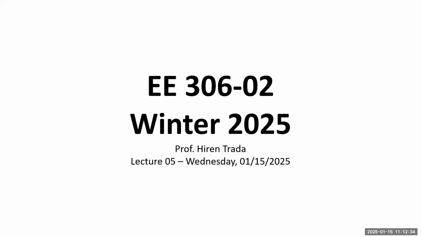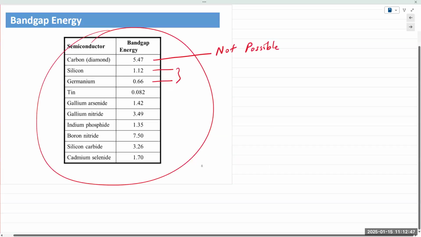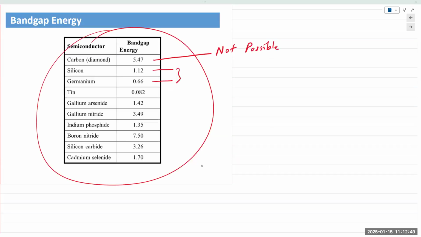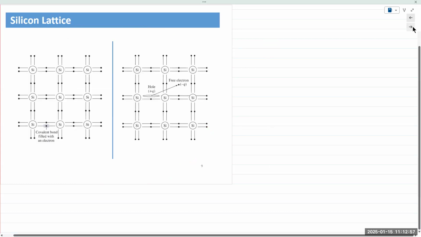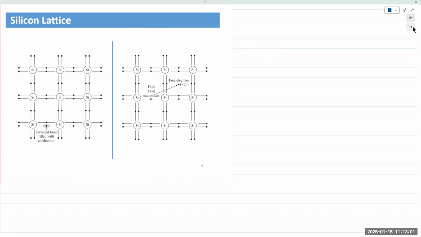All right, let's continue with our talk of semiconductor materials. And so I believe we stopped here. Energy band gap. Okay, so this is a two-dimensional illustration of the silicon lattice structure.